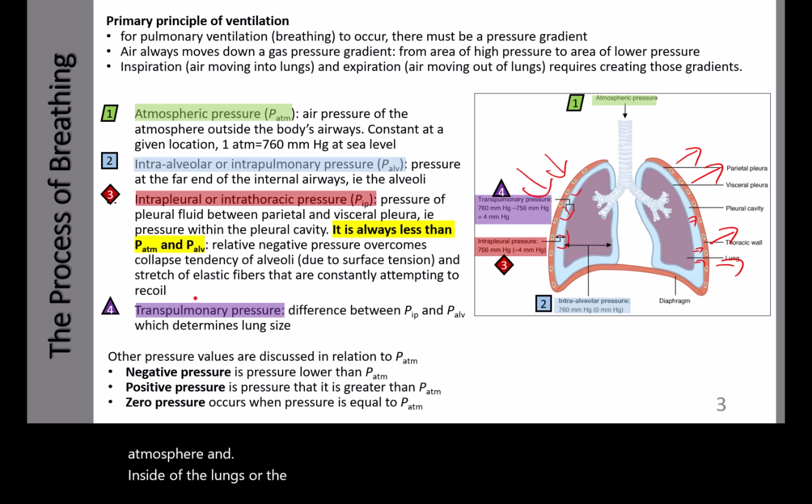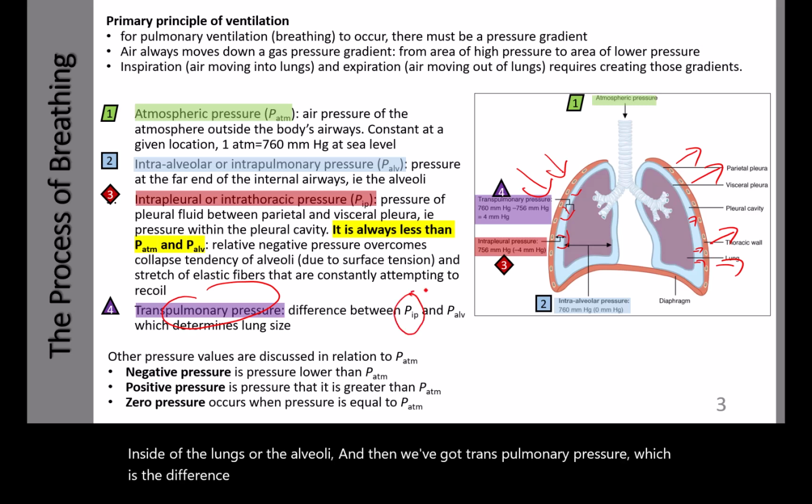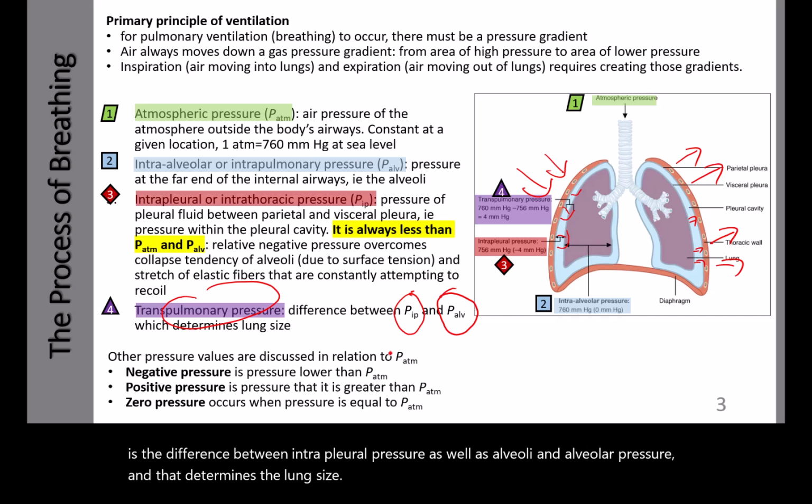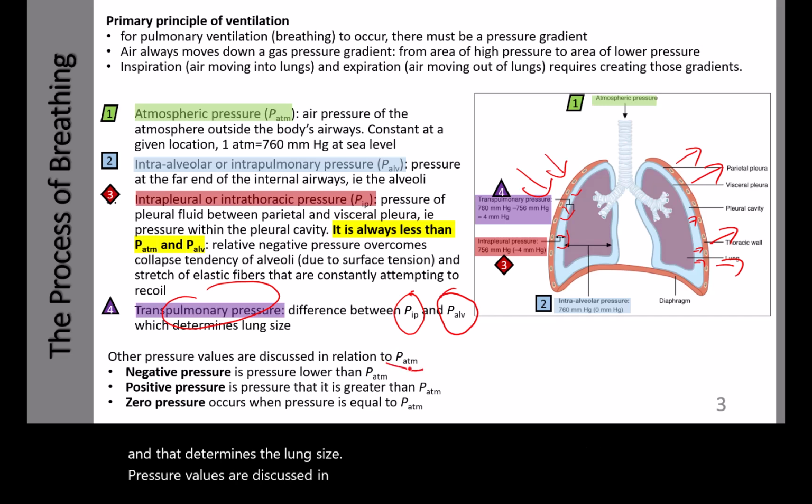And then we've got transpulmonary pressure, which is the difference between intrapleural pressure as well as alveolar pressure, and that determines the lung size, right? Pressure values are discussed in relation to atmospheric pressure over here.